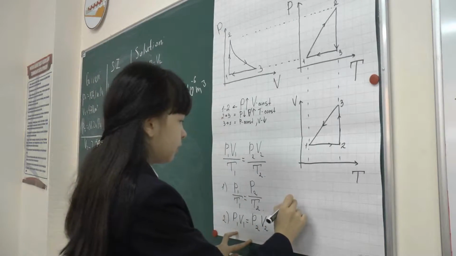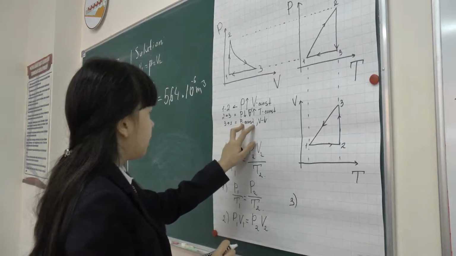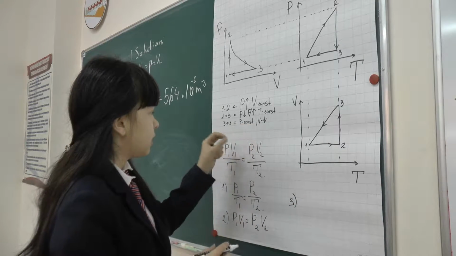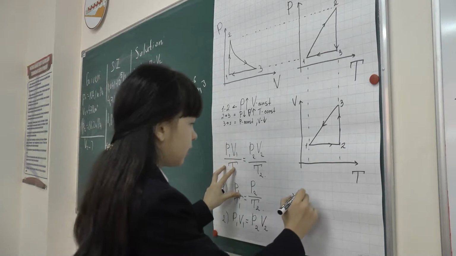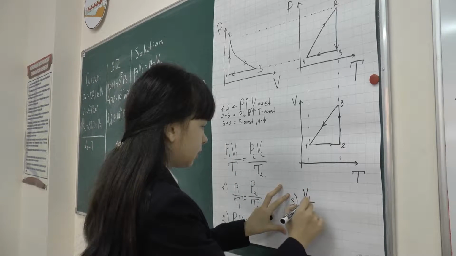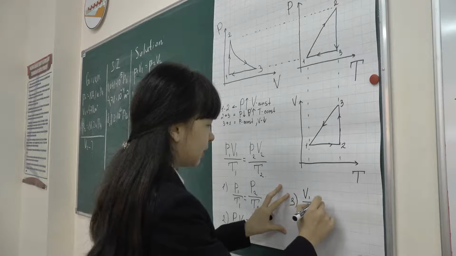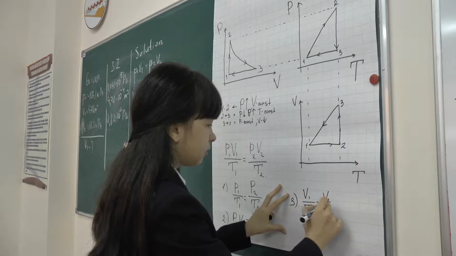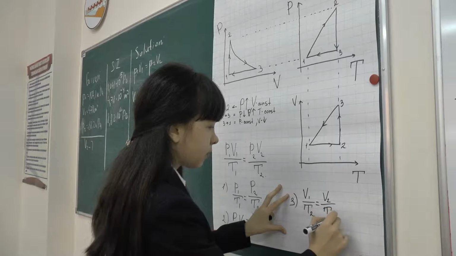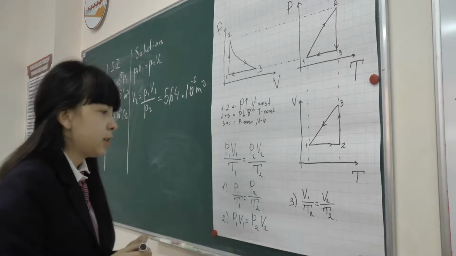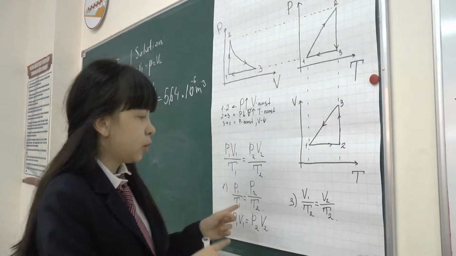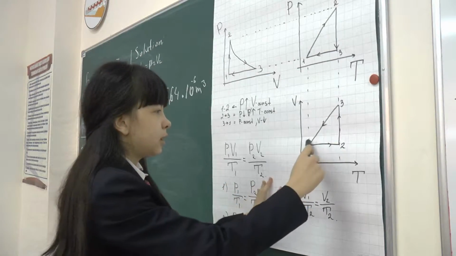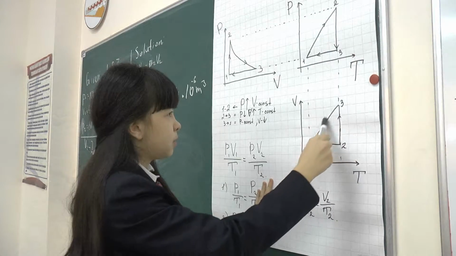The next one, we can see that here the stable variable is pressure, and the graph looks like this. It means that here is also a direct proportional relationship between volume and temperature, and here we can see it in this part of the graph.